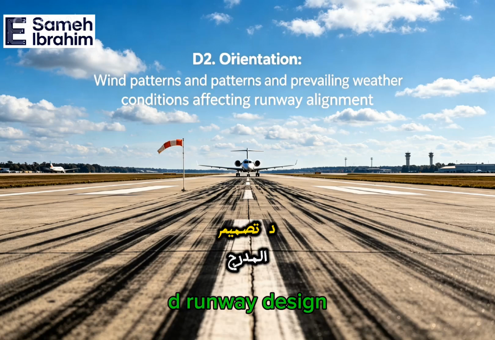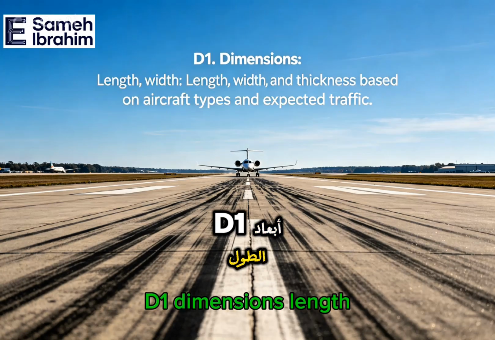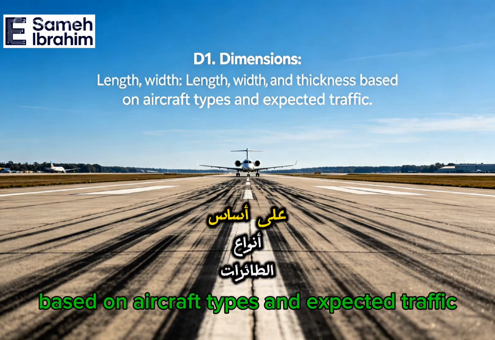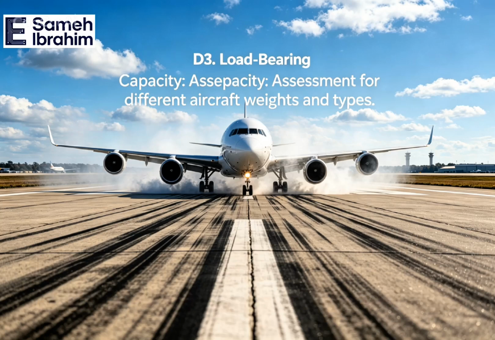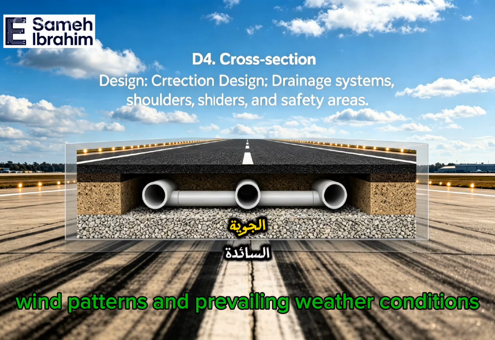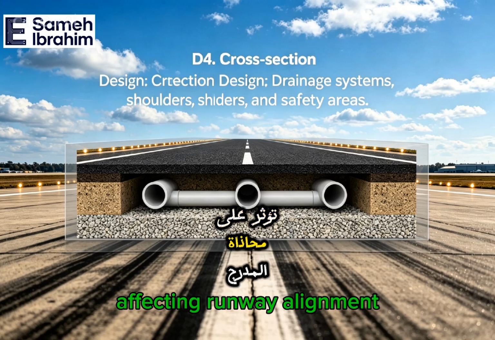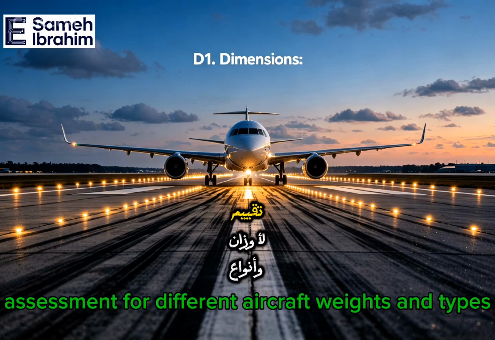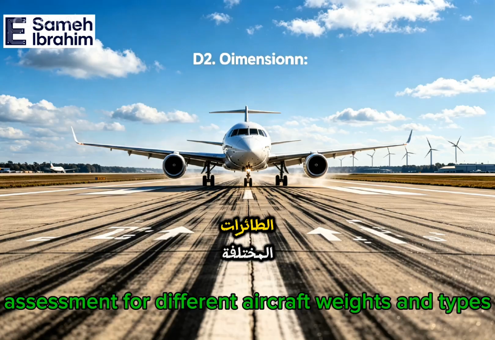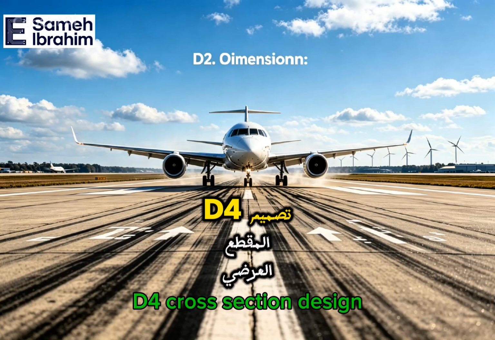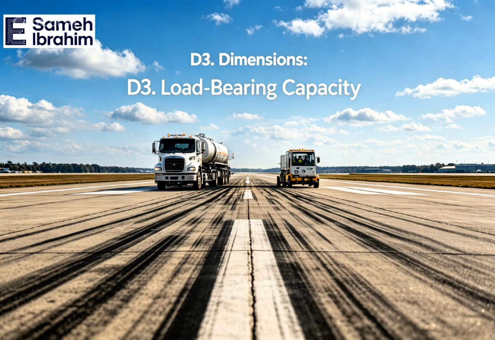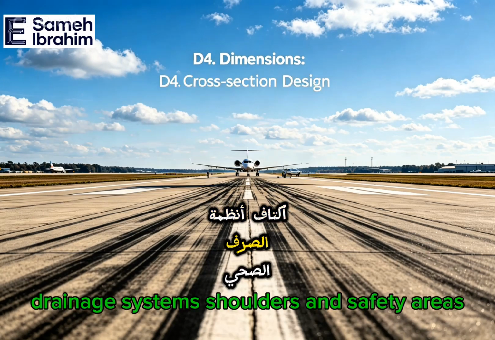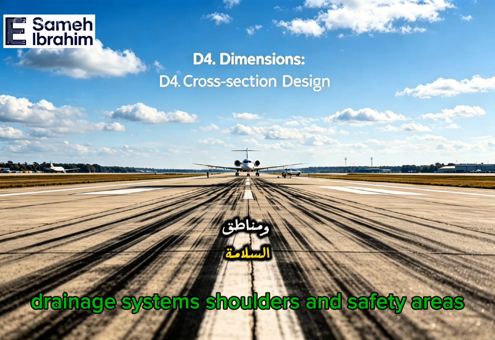D. Runway design. D1. Dimensions: length, width, and thickness based on aircraft types and expected traffic. D2. Orientation: wind patterns and prevailing weather conditions affecting runway alignment. D3. Load-bearing capacity: assessment for different aircraft weights and types. D4. Cross-section design: drainage systems, shoulders, and safety areas.